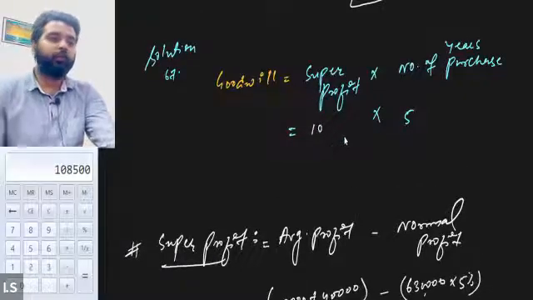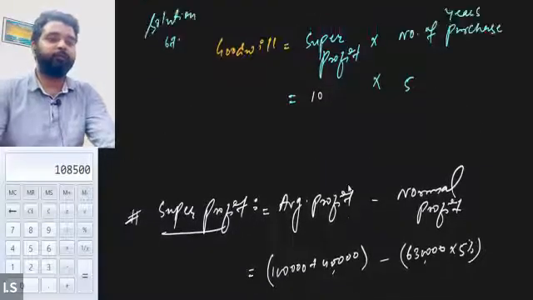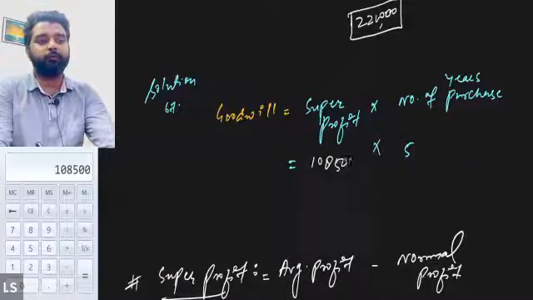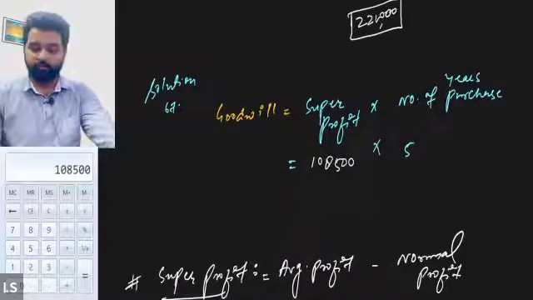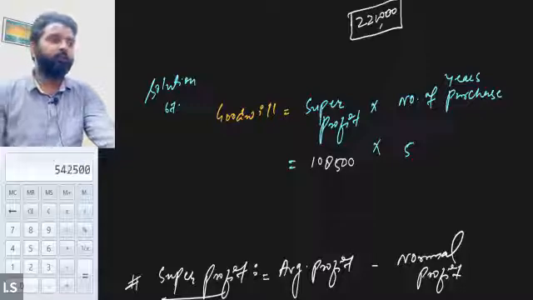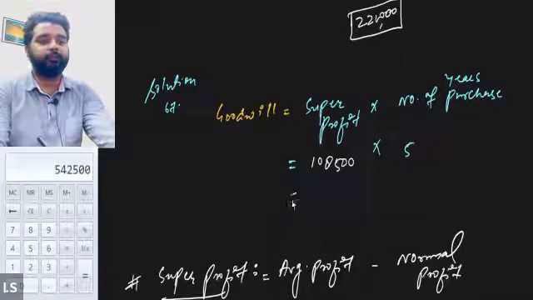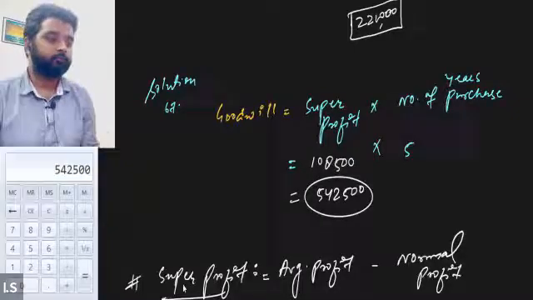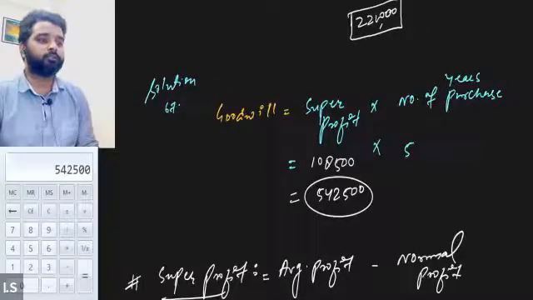So now we will have to simply multiply it by 5 to get the value of the goodwill. 1,08,500, multiplying it by 5, we will get 5,42,500. This is the value of the goodwill for this question. Got it, everyone? Is this clear to all of you?